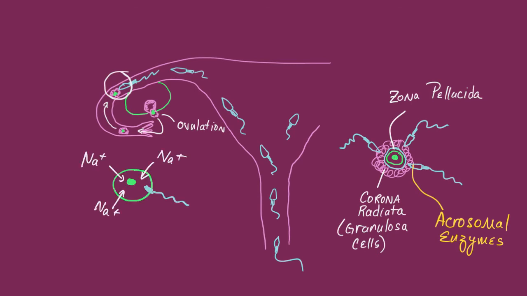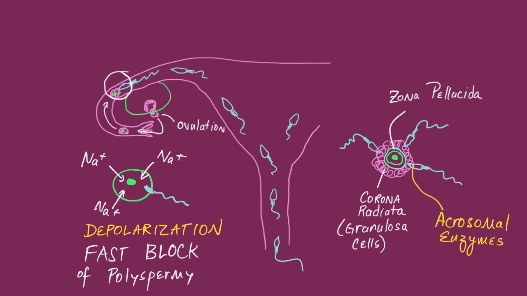As soon as the sperm penetrates the egg, sodium channels open and sodium rushes in, thereby depolarizing the egg cell membrane. This depolarization stops other sperm from entering. This is called the fast block, where the egg immediately blocks further entry of sperm into the egg. Next, we have the slow block.